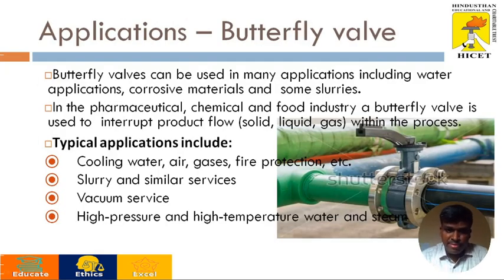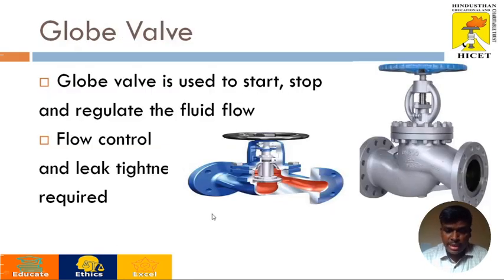And butterfly valve is mainly used in chemical industries, food industry, and pharmaceutical industries, where slurries, vacuum service, and high pressure are involved. So this is famous mostly in high pressure and high temperature applications. And next one is globe valve.